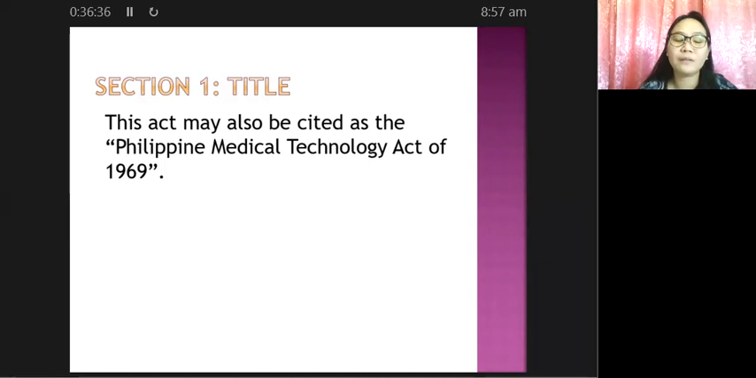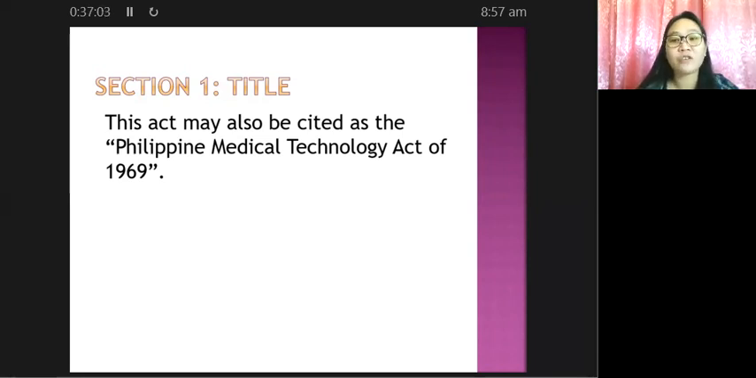So that you don't really have to put so much effort on memorizing, try to look at generalizations of our law. Section 1 is always the title. Just like what I mentioned a while back, this particular section talks about the citation. How are we going to cite RA 5527?